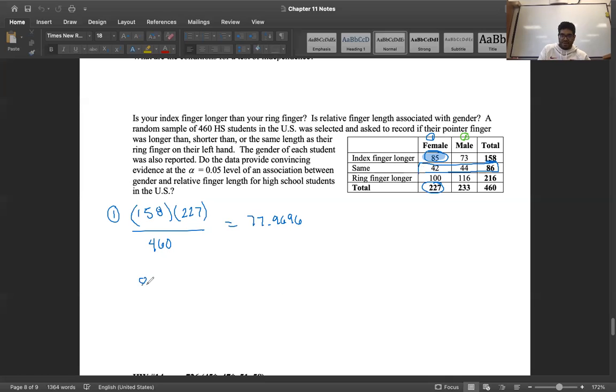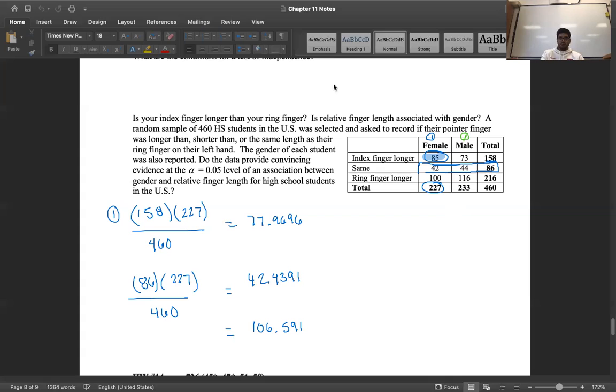So then you have 86 times 227 divided by 460. And that gives you a value of 42.4391. The next one, I'm not going to write out all the work. The next one's going to be 106.591.